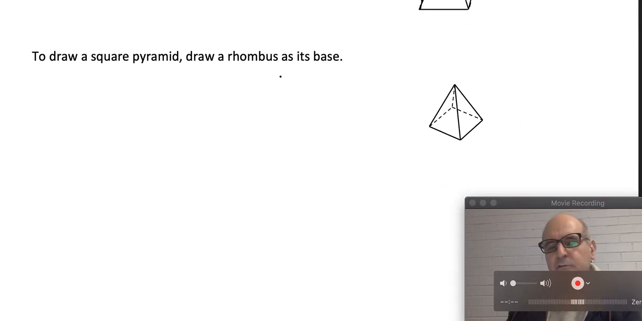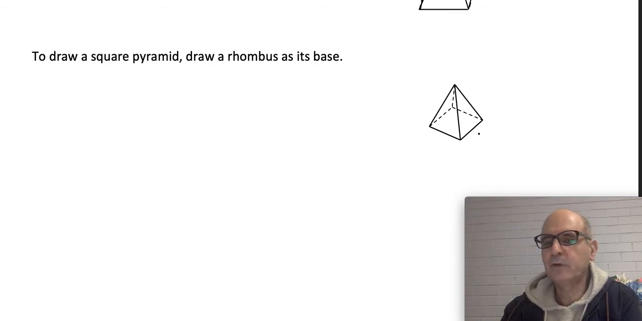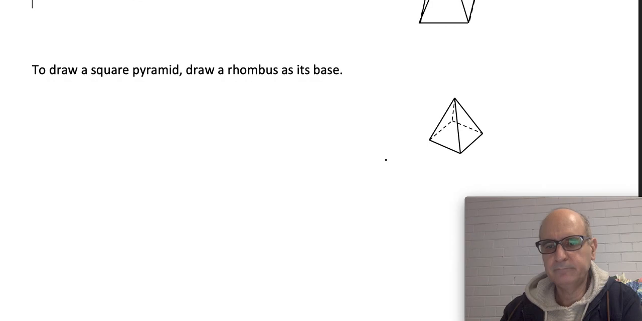If it was a square pyramid, for the base, you need to draw a rhombus. This is a rhombus as the base. Then again, find its center as we did before. Find the center of the rhombus and go up by the height. Then connect all the vertices of the rhombus to that point. That will complete your pyramid, square pyramid.